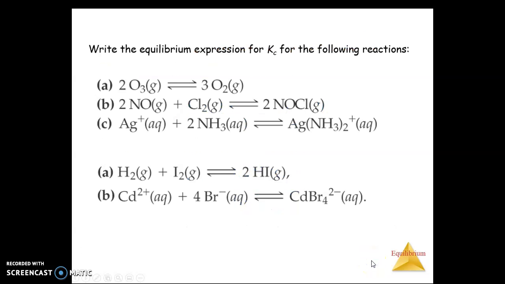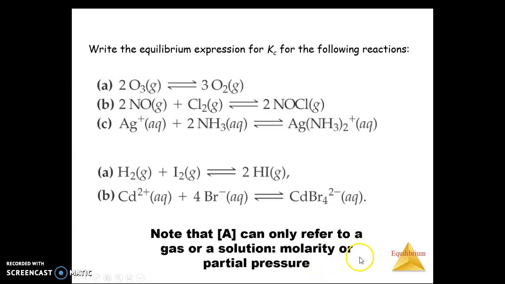We'll see how to do that when we do our experiment. So, I want you to just freeze the screen here, and for each one of these, write the equilibrium expression for Kc, just assuming we're doing the concentrations for all of these, even if they're gases, for the following reactions. So it'll take about 5 minutes to do that, and just turn the recorder off. Note that the concentration of A can only refer to a gas or a solution, the molarity or the partial pressure.